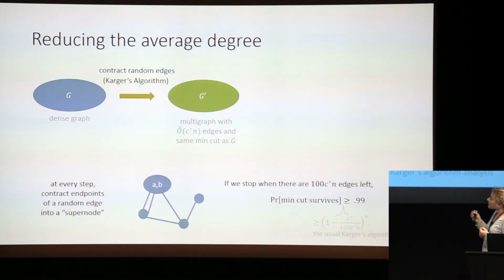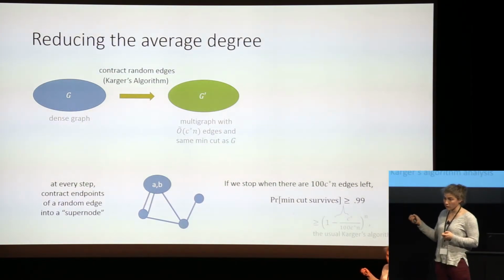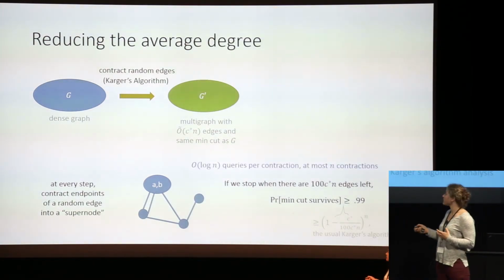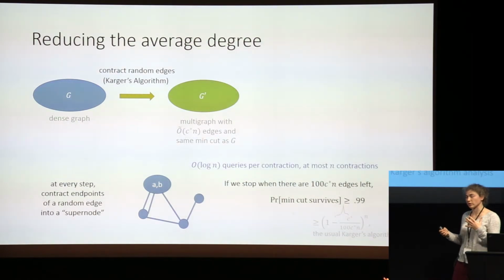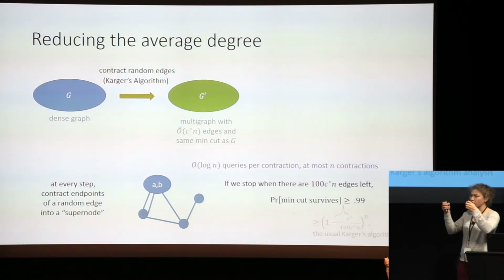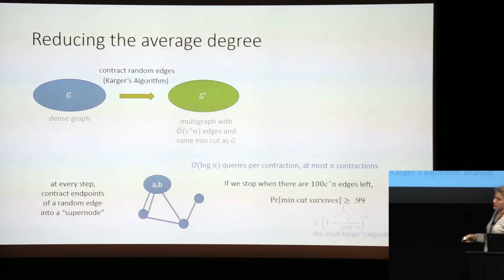And it doesn't take very much to realize that you can implement this in our query model relatively efficiently. Every contraction only requires us to sample a uniformly random edge, which we argued we could do with only logarithmically many queries. The fact that we don't know any of the other edges doesn't matter, because we simulate the supernode by never separating two vertices that we know to be in a supernode. And there are at most n contractions, so this only gives us a linear number of queries.